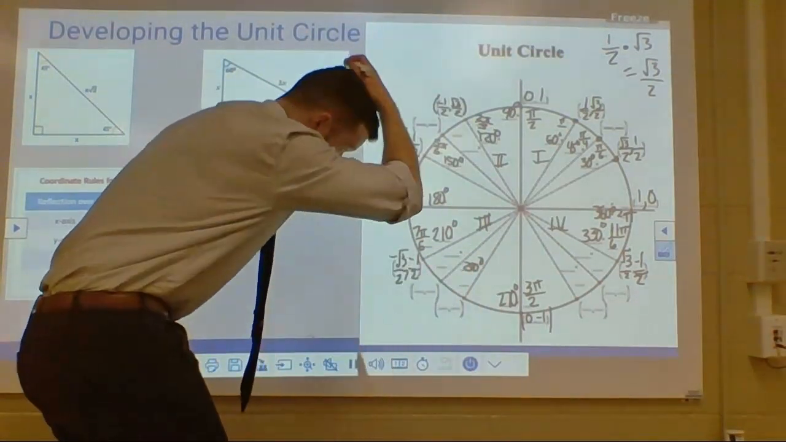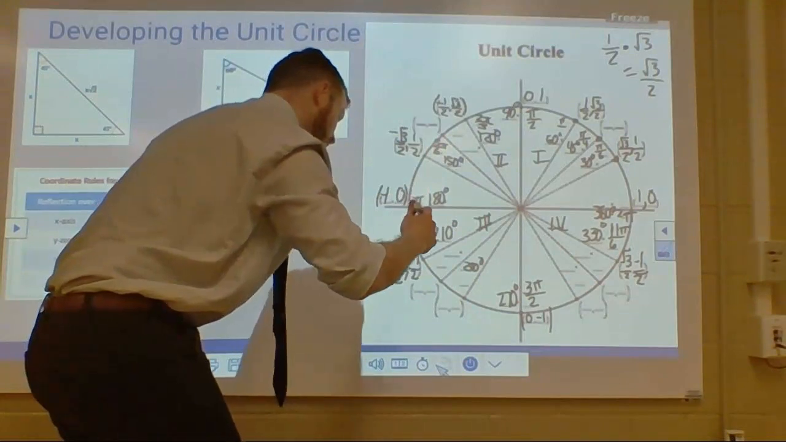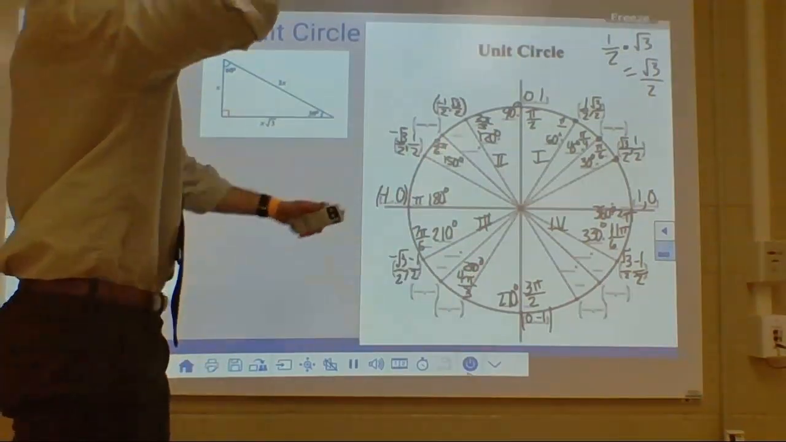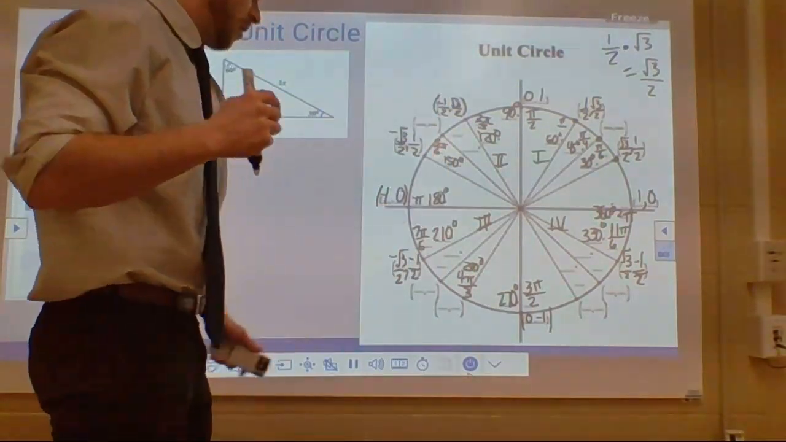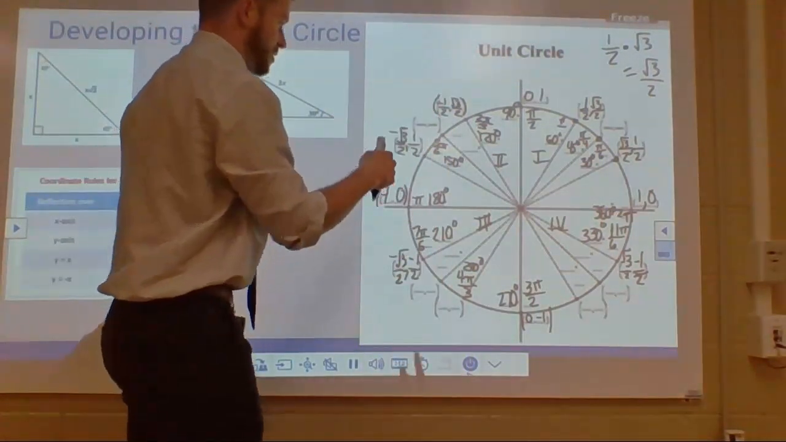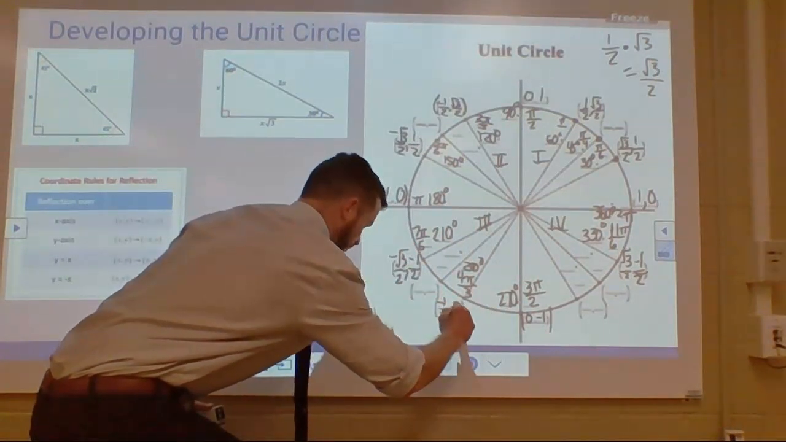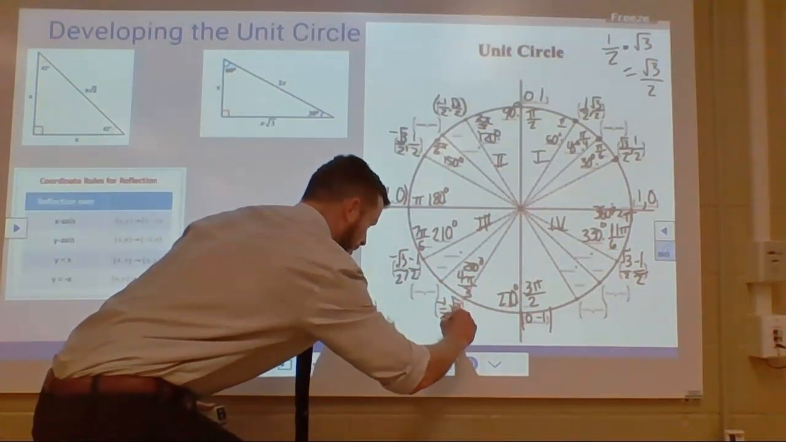And in radians, that's going to be 4 pi over 3 radians. All right, and so the coordinate point, we're reflecting across the x-axis, so that's going to change the y value. We'll have negative 1 over 2, square root of 3 over 2.